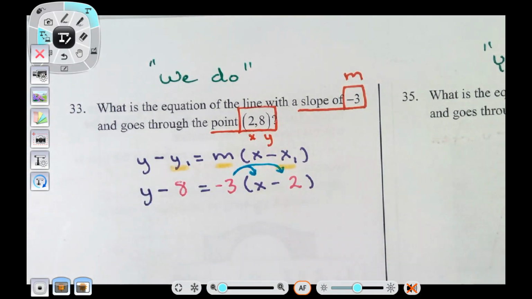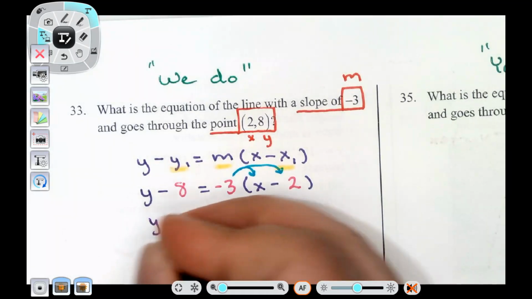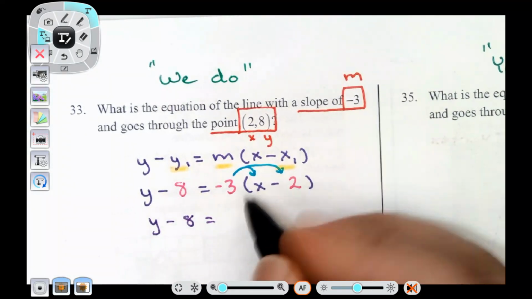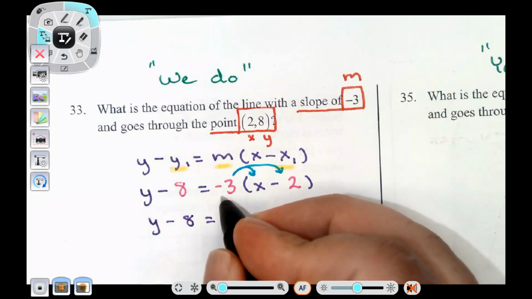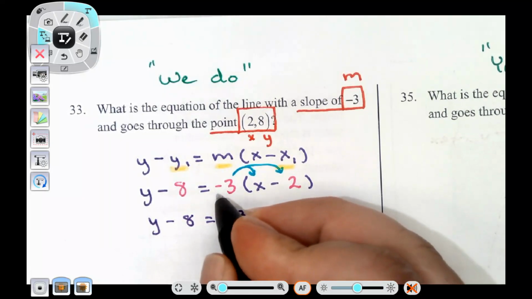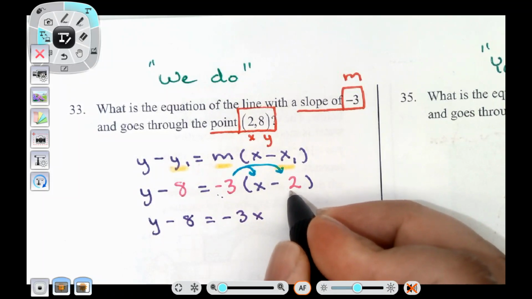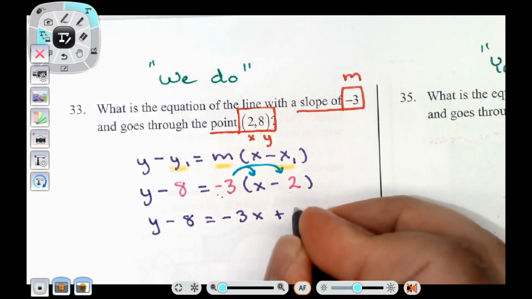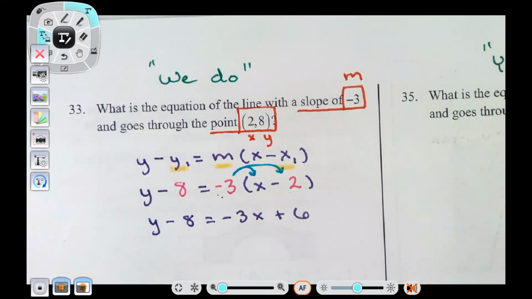Y minus 8. Well, I can't do anything with that, so I'm just going to leave it as y minus 8 is equal to, now some multiplication. -3 times x, -3x. -3 times -2. Well, that's +6.